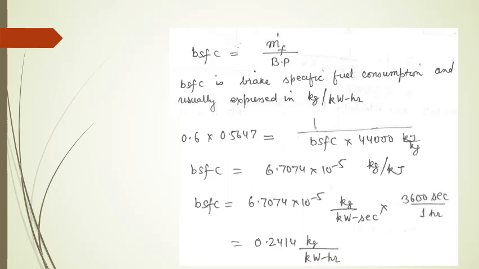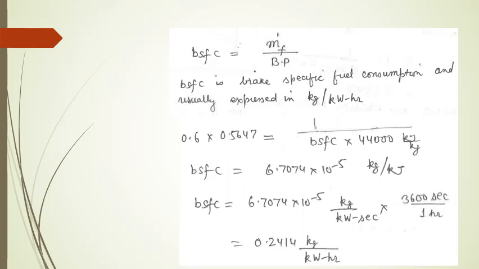on the left hand side, which is efficiency and which is expressed as 0.6 into 0.5647, that is bearing no unit because it is basically the value for brake thermal efficiency. On the right side of this equation, we have 1 upon BSFC into 44,000 kilojoule per kg. Now you know that the numerator has no unit and the denominator also has to be unitless.